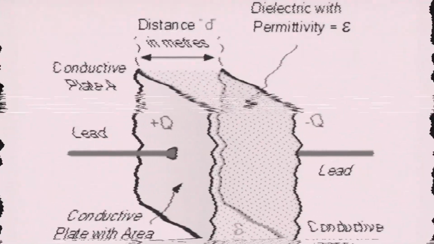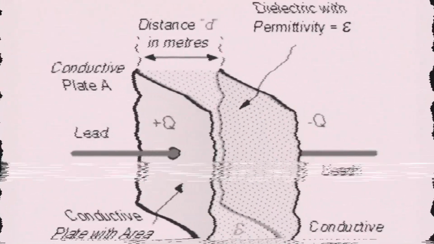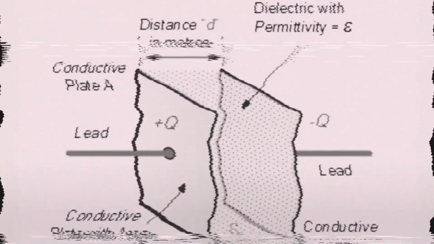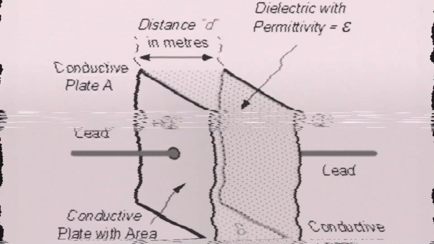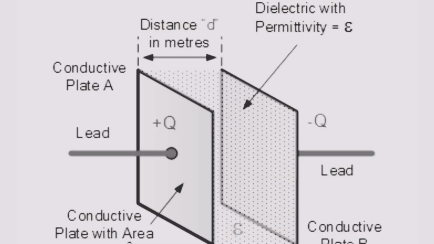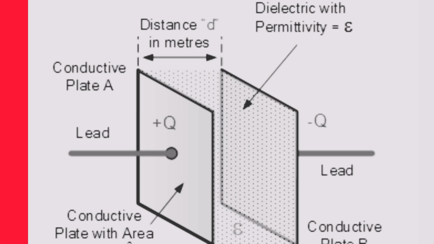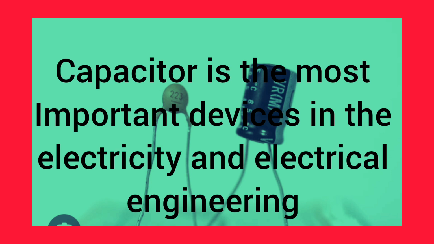Applications in everyday life. Capacitors are everywhere. In your smartphones, they smooth out power fluctuations and support the camera flash. In computers and TVs, they stabilize voltage and filter noise. In electric vehicles, supercapacitors provide quick bursts of energy for acceleration or regenerative braking. They are also vital in industrial electronics, including motor starters, signal processing, and energy storage systems.